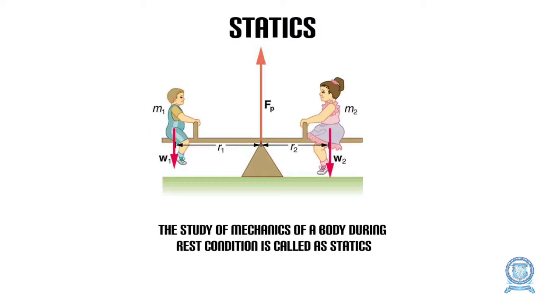Next, we can see the definition of statics. The study of mechanics of a body during rest condition is called statics. This simple sketch defines the statics of a body. In a seesaw, when two persons of the same weight are sitting on both sides, it is automatically balanced, so the overall system is in equilibrium. If person 2 on the right hand side has more weight, then the seesaw will move downwards on the right, and if person 1 sitting on the left hand side has more weight, then the seesaw will move downwards towards the left hand side. This is the simple concept of equilibrium.